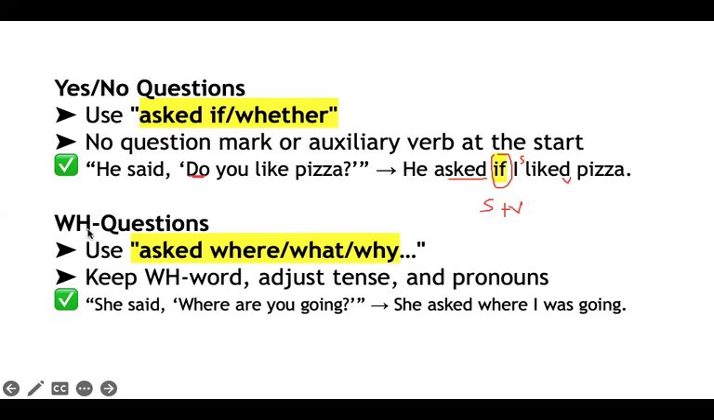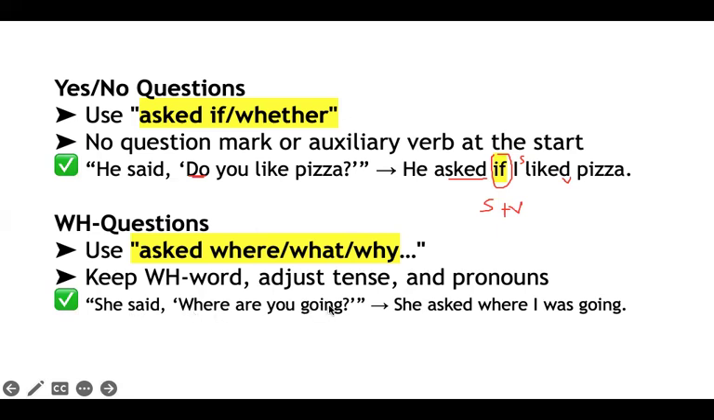Now, WH questions are, first of all, you change the reporting verb to ask, and then no need to add if or whether in WH questions. It would just become from a capital letter, will change it to a small letter.